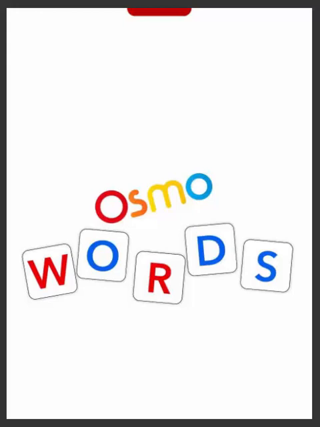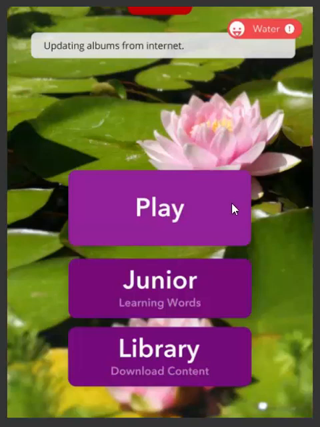Now I'm going to show you how to use OSMO words. Once you select the app, it will prompt you to place your iPad on the OSMO base. Then it will allow you to set up the camera, which is a red cap that will go over your camera. Then it will ask you if you want to play, select Junior in Learning Words, or go to your library.